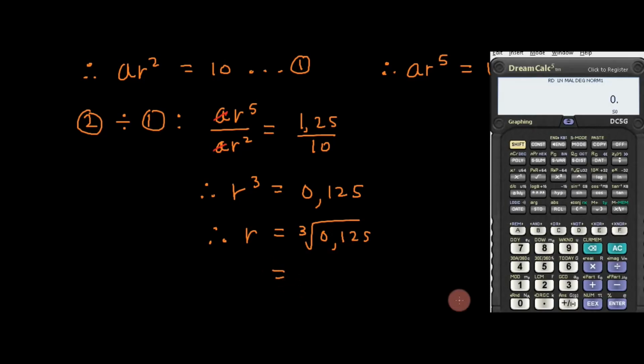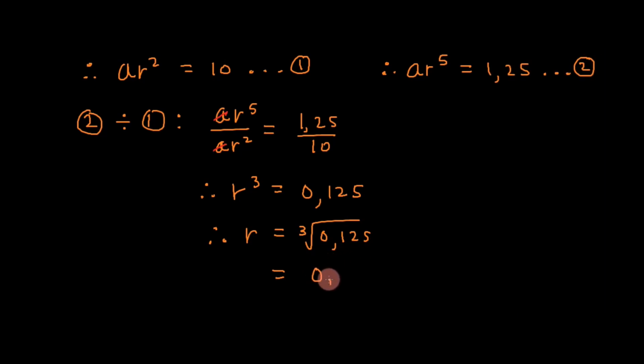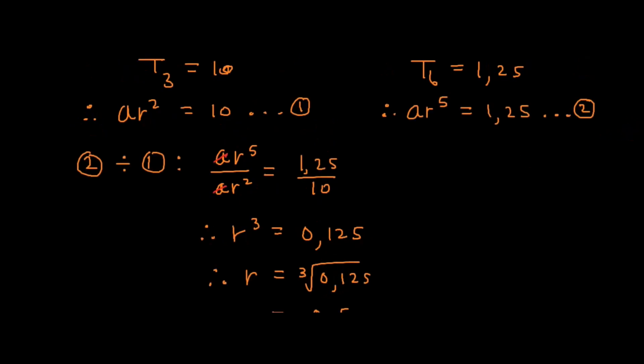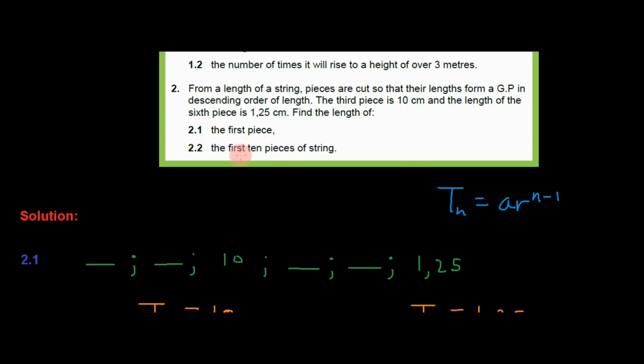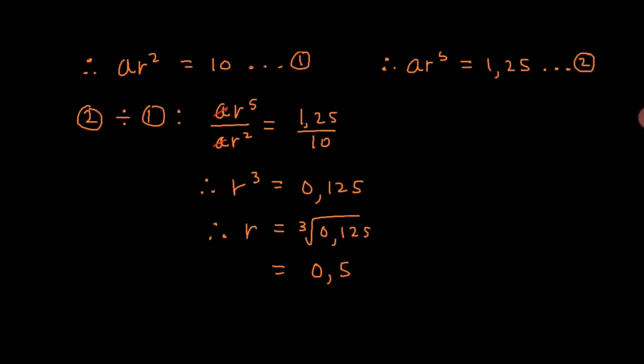And we can do this on a calculator. So it's going to be the cube root of 0.125. And this is 0.5 or a half. So r is 0.5. Now remember that we needed to find the value of the first term, or the length of the first piece of string. So now we can use this value of r to find a.